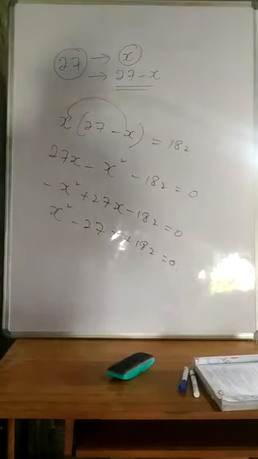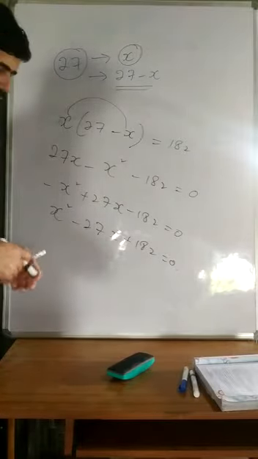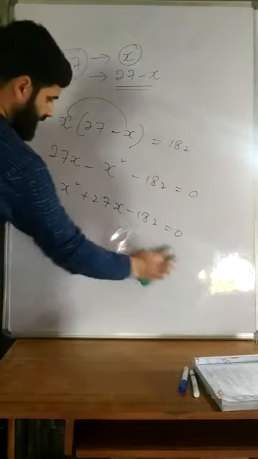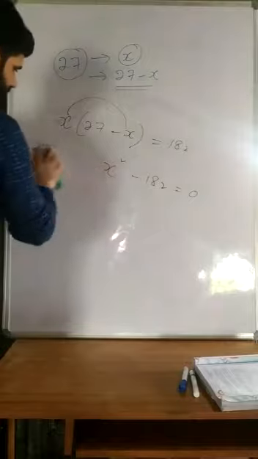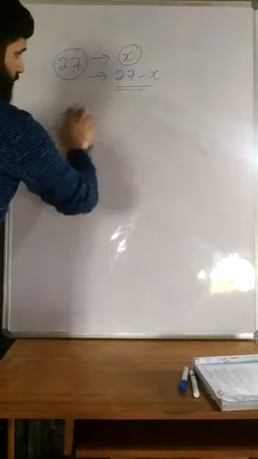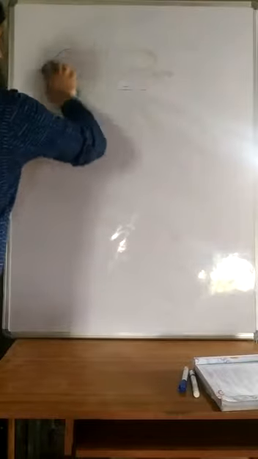Here you can calculate its roots, or we can say zeros. Its roots can be calculated by the prime factorization method, that is called splitting the middle. The question is that you have two numbers whose sum is 27 and product is 182.